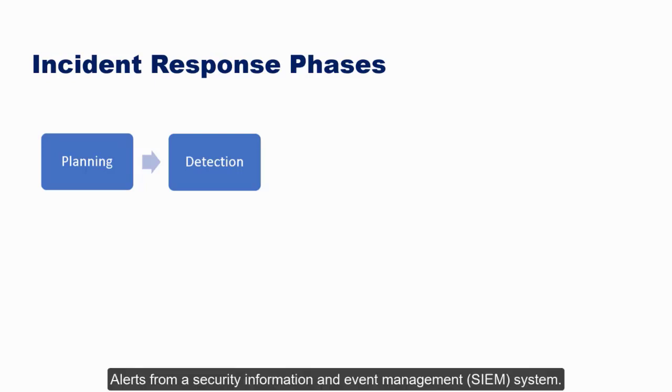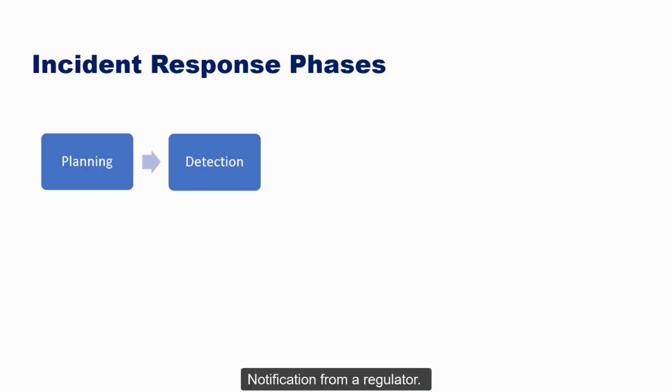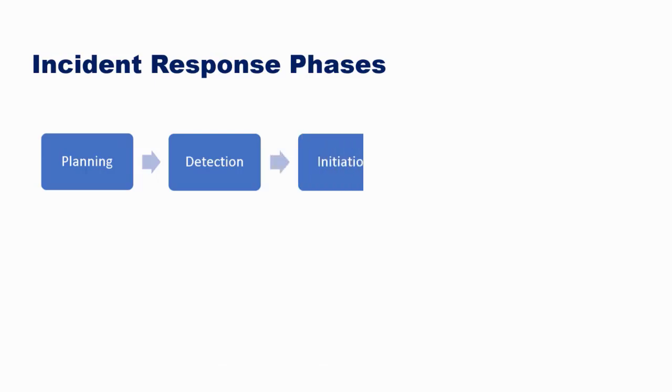Alerts from a security information and event management, SIEM, system. Media outlets and their investigators and reports. Notification from an employee or business partner. Anonymous tips. Notification from a regulator. Notification from a media outlet.